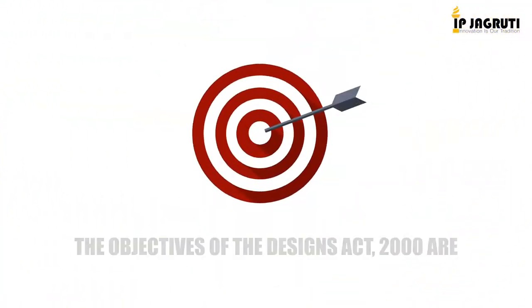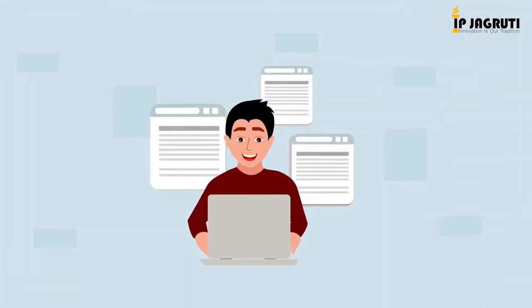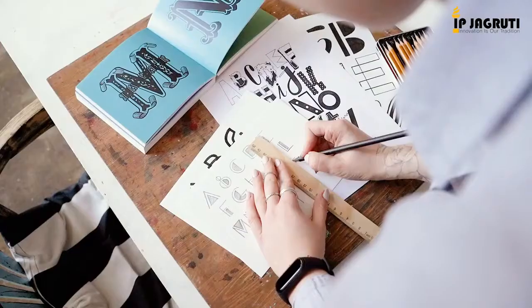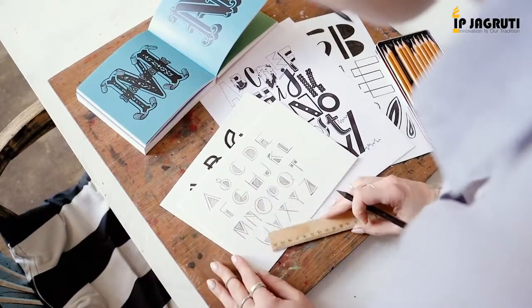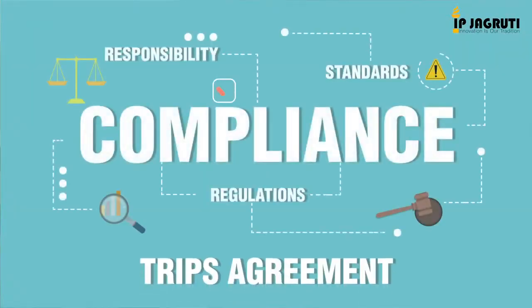The objectives of Design Act 2000 are: number 1, to make efficient and user-friendly legal system for protection of design in India. Number 2, to promote creativity and protection. And third, for the compliance of TRIPS agreements.